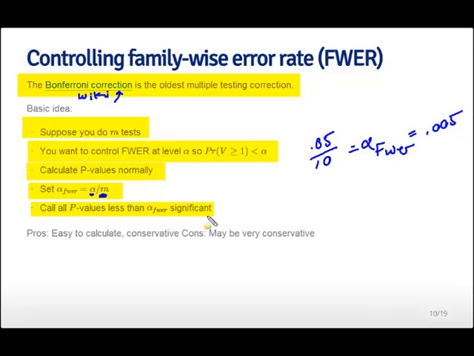The pros of this method are that it's easy to calculate, and you don't make a lot of errors. It's guaranteed to make very few errors in the sense that this error rate, which is the probability of even one false positive, is actually controlled to be quite low. A con, though, is that it may be very, very conservative. In other words, if you're doing a large number of hypothesis tests, controlling the probability of even one false positive might be pretty extreme. You might want to allow for a few false positives if that will allow you to discover a lot more real signals.